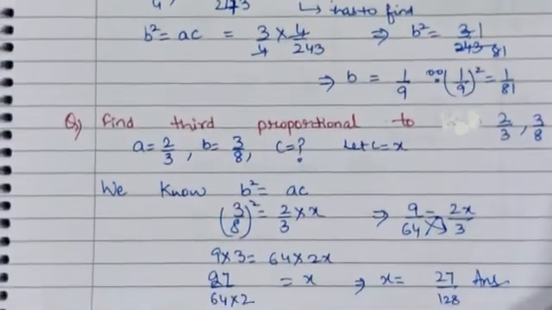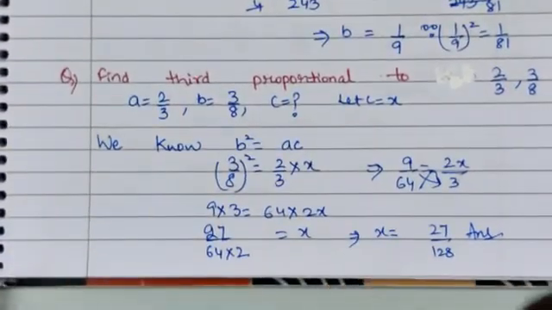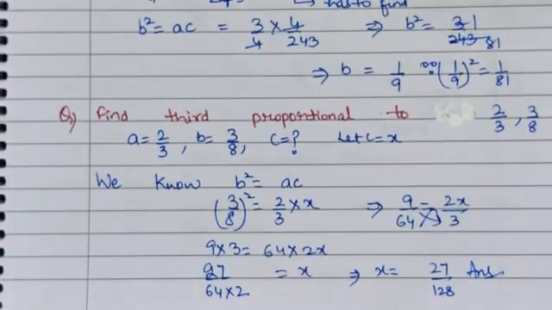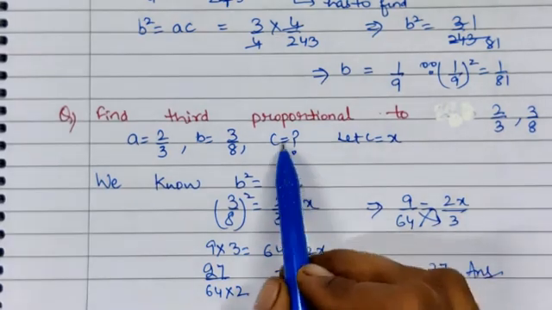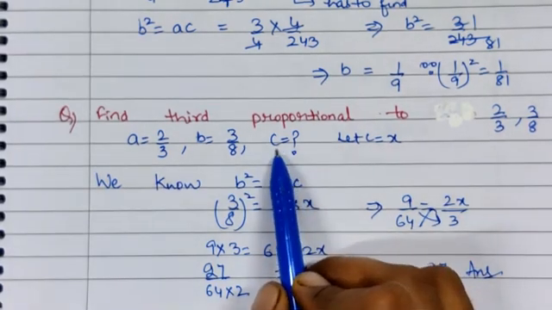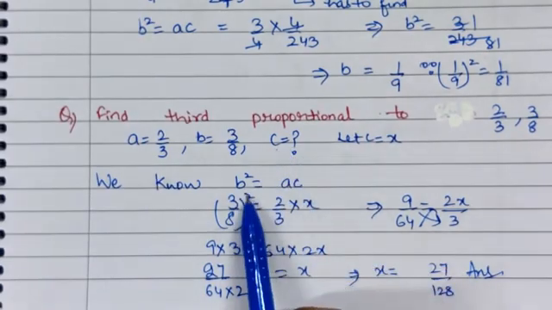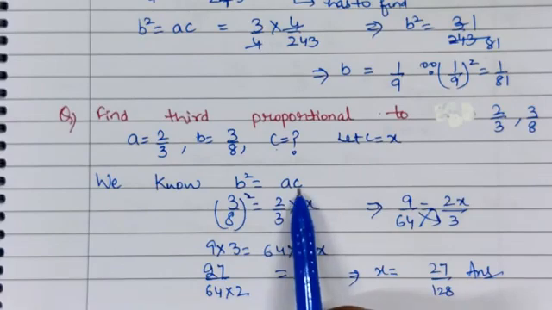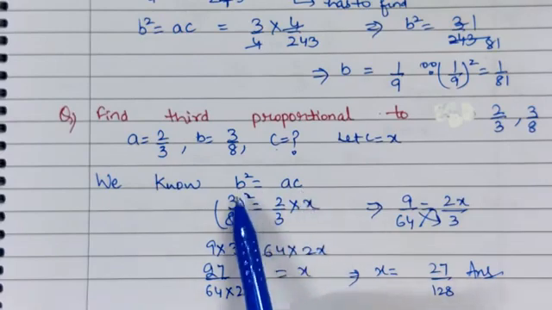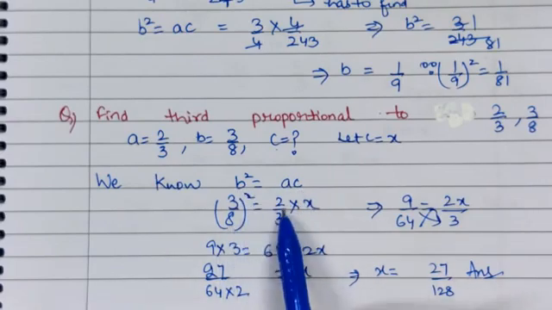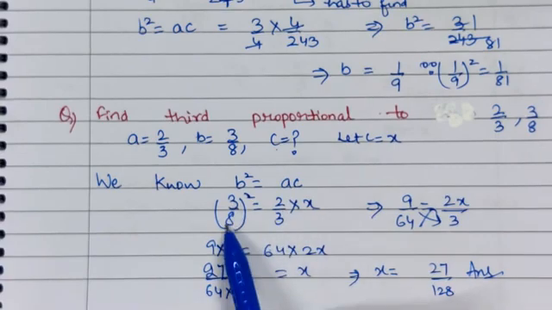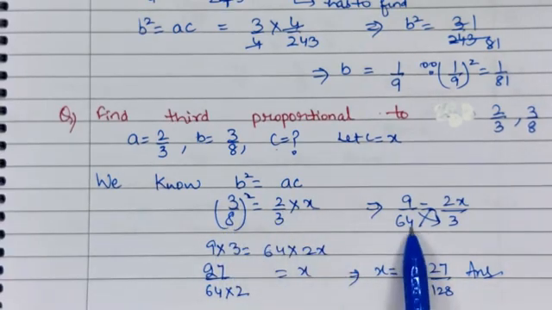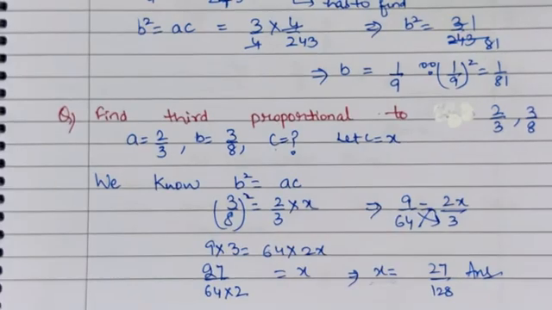Next one, find the third proportional to 2 by 3, 3 by 8. So third proportional means we have to find C. Again the formula we will apply, that is the same. B square is equal to AC. Let us take C is x, B is 3 by 8 square, A is 2 by 3. This is 9 by 64. On doing the cross multiplication, finally the value of x will be 27 upon 128. Clear?